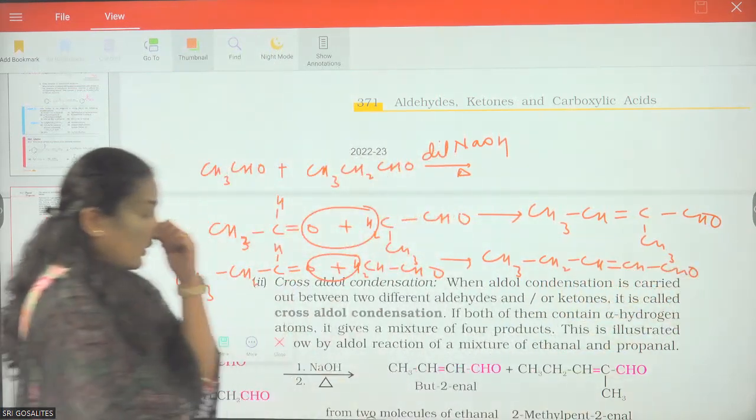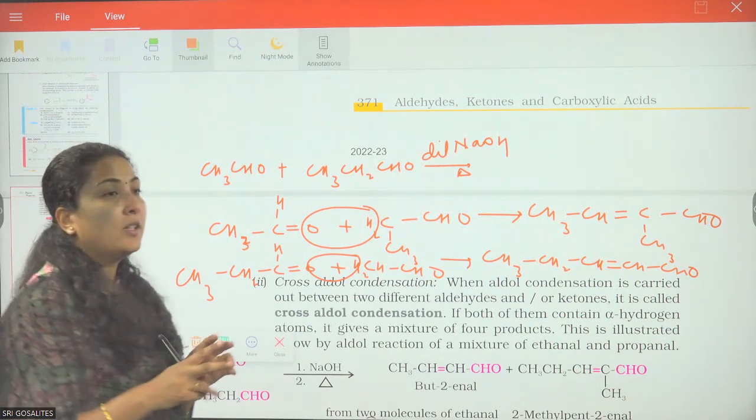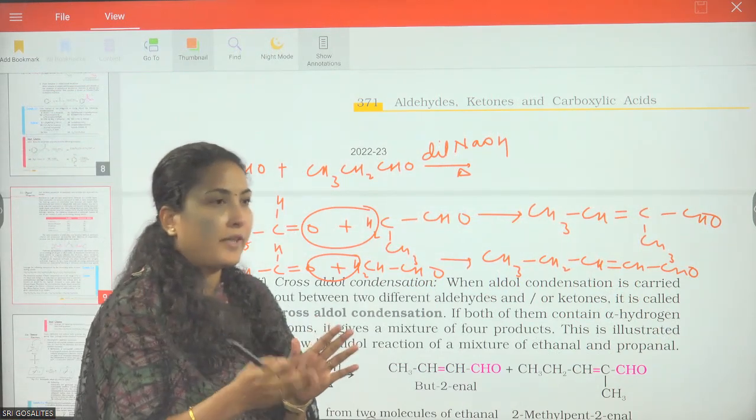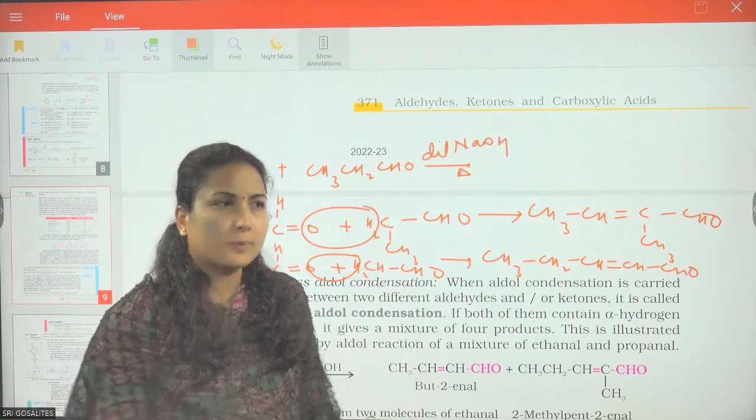So that's what is cross aldol. Okay. Even if one of the reactants is not having alpha H, another one is having alpha H, so aldol is possible. Okay.